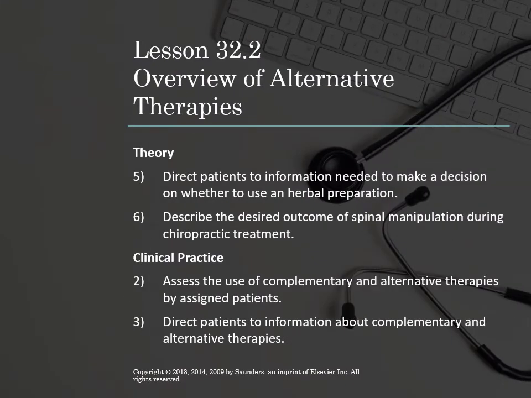Upon completing the chapter and reviewing the second portion on the overview of alternative therapies, you'll be able to direct patients to information needed to make a decision on whether to use a herbal preparation. Also, you'll be able to describe the desired outcomes of spinal manipulation during chiropractic treatment. You'll gain knowledge that you would apply to the clinical practice setting, such as assess the use of complementary and alternative therapy by assigned patients, and direct patients to information about complementary and alternative therapies.